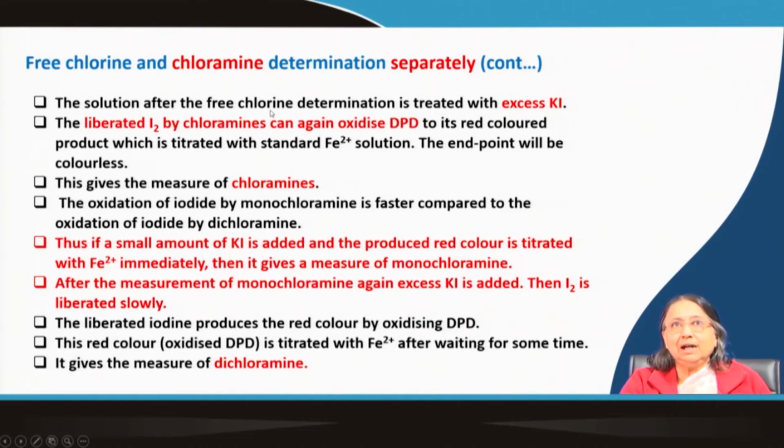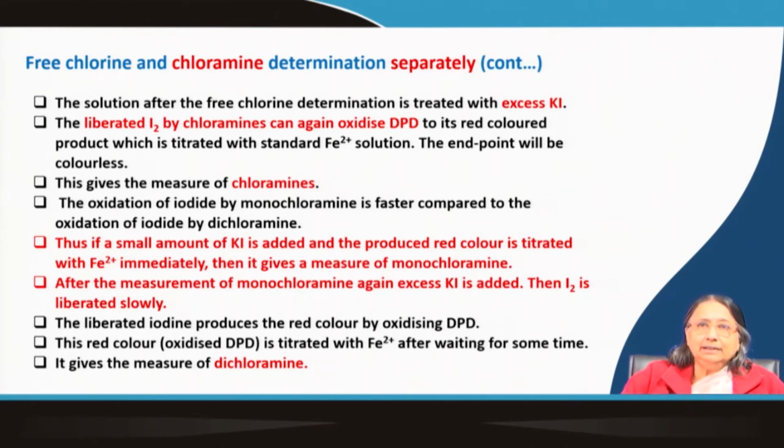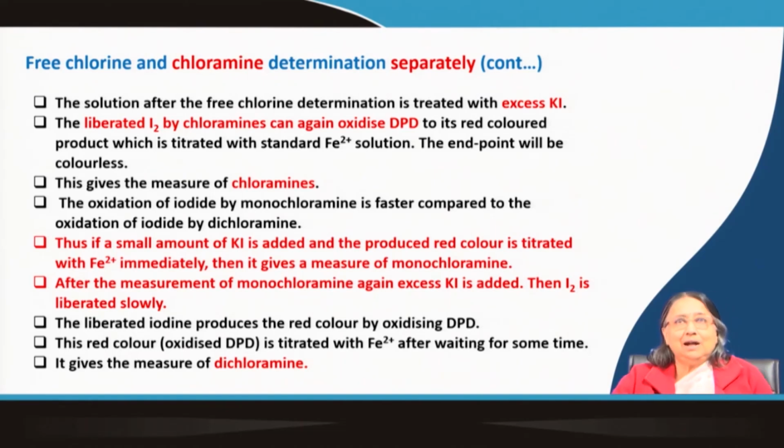So, what you will do, the solution after the free chlorine determination by DPD method, it is treated with excess KI. Then you add KI there, okay, excess KI. What will happen? Iodine is liberated by chloramine. You have seen in the previous slide that iodine is generated from KI quantitatively. So, iodine will be liberated. That liberated iodine can again oxidize DPD. Chloramine will not oxidize; liberated iodine will oxidize the DPD, okay, to red colored product. Same reaction, but it is done by iodine.